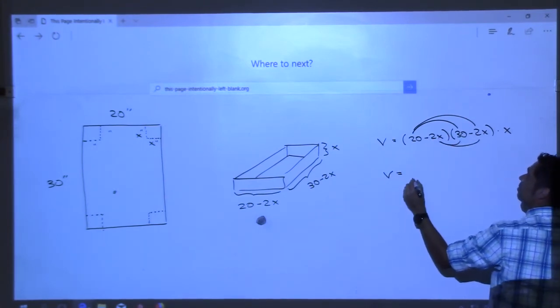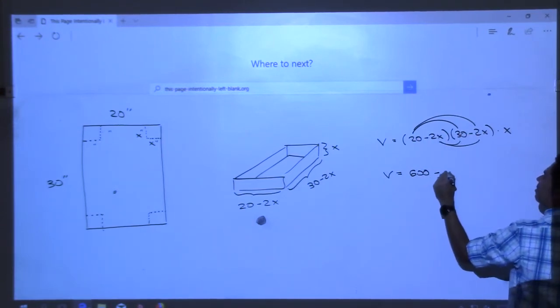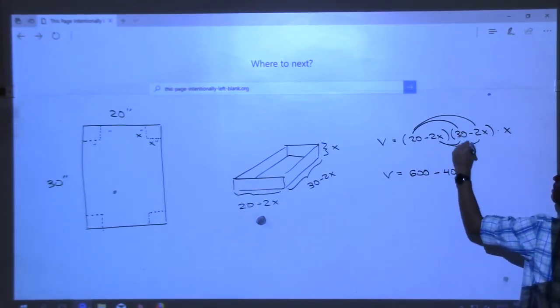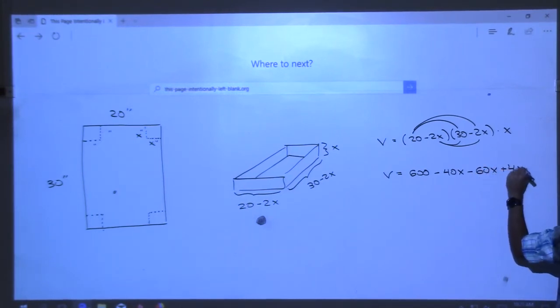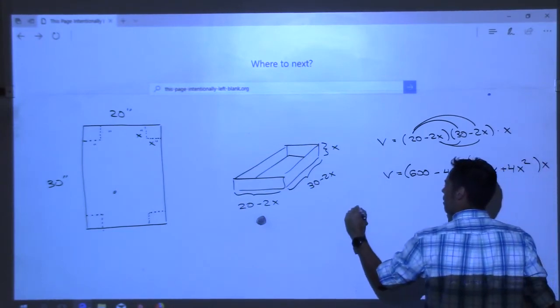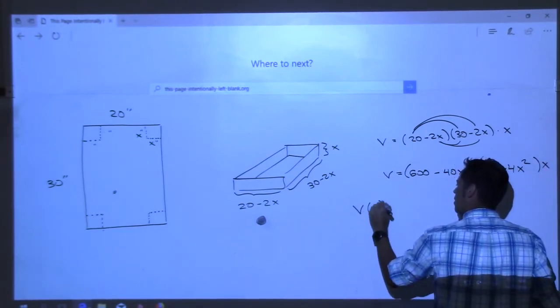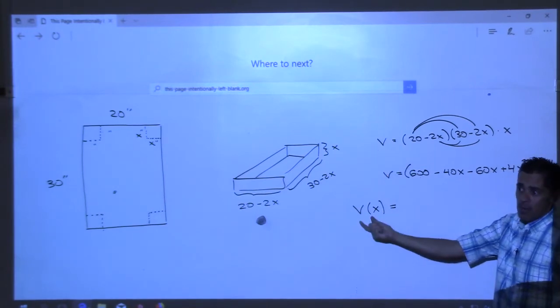Volume is equal to 600 minus 40x minus 60x plus 4x squared. And then I still have to multiply through by an x. Y'all know I'm just expanding this out, right? Okay, so this is now volume. Watch me do this. Volume is now a function of X. I am just stating the fact that the volume depends on only one variable X.